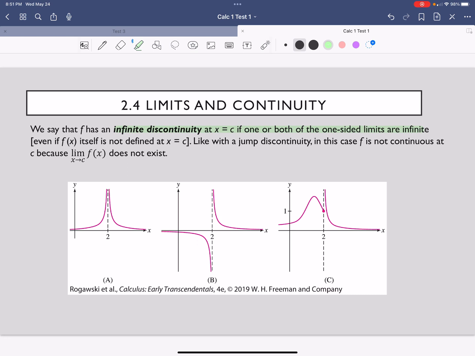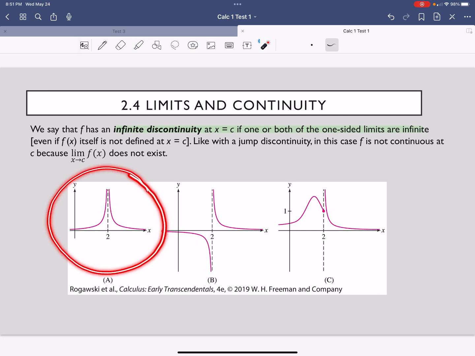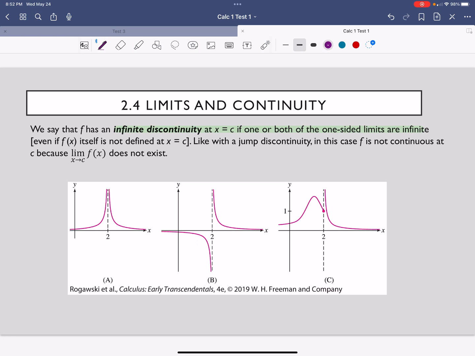Like with a jump discontinuity, in this case, f is not continuous at c because the limit of f of x as x approaches c does not exist. Now, in this situation right here, we are able to find the limit, because our limit of f of x as x approaches 2 is infinity.